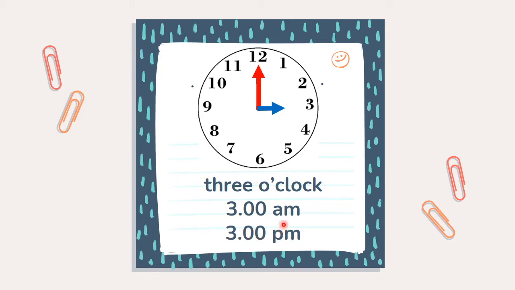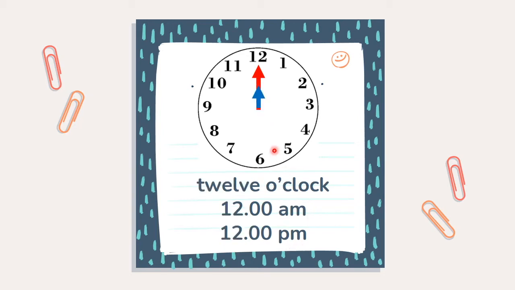Okay, next. The long hand is still at number 12 and the short hand is at number 6. We still use o'clock because the long hand is at number 12. 6 o'clock. Or you can write it as 6 a.m. or 6 p.m. Okay, next. Both hands, the long and the short hands, are at number 12. So we use o'clock. 12 o'clock.